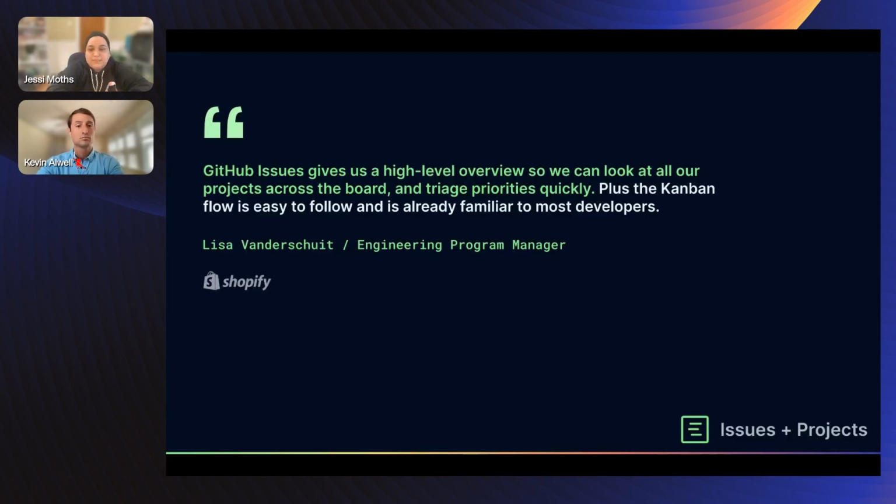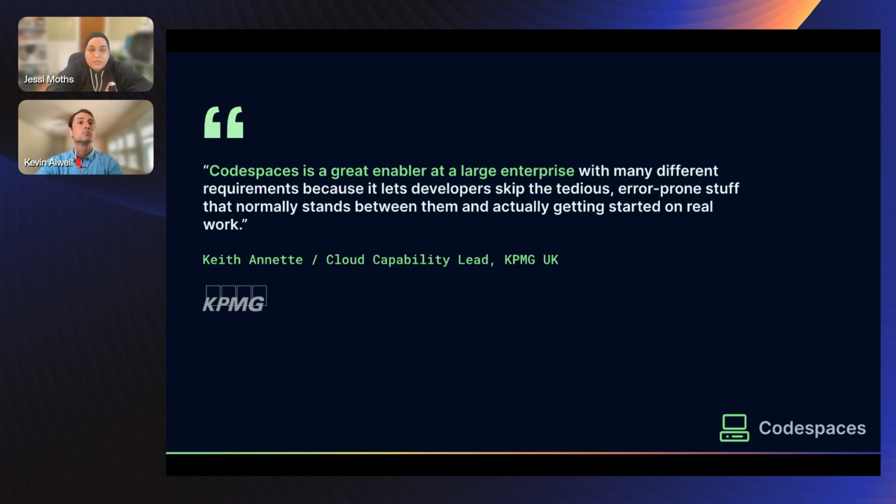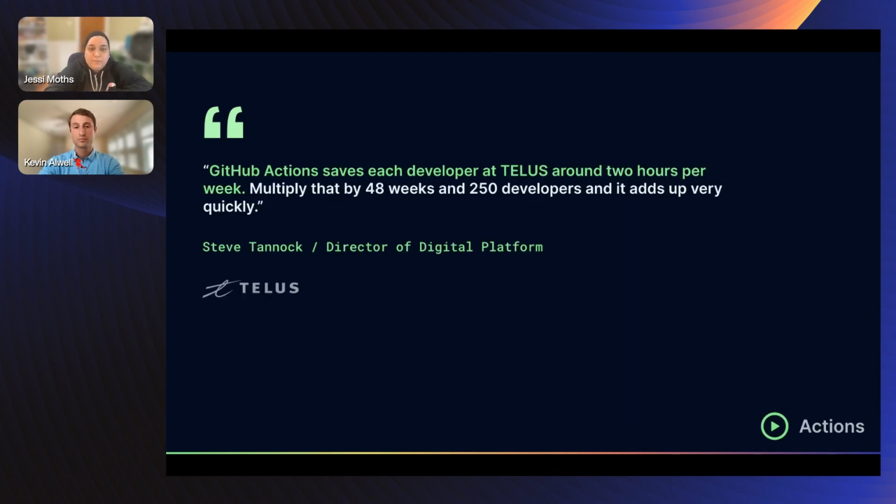So what do they actually say about these different things? For issues and projects, we have Shopify that's also using this quite heavily. And they really like that they get this high-level overview across all their projects, able to triage priorities quickly, and it's familiar to their developers. Codespaces helps KPMG to be able to deal with lots of different requirements. They don't have to do all of the tedious, error-prone stuff, and they can just get right into actually doing real work. GitHub Actions at TELUS has saved their developers around 2 hours per week, and at scale, that multiplies to a large number of savings, both in hours and in dollars.